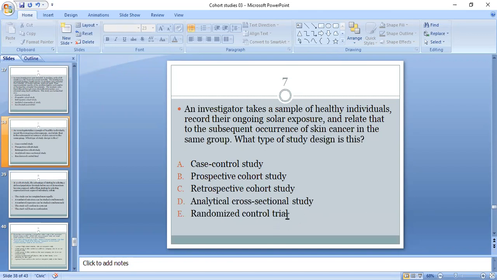It is not a randomized control trial because in randomized control trials the patients are given an intervention. This is an observational study. We don't give any intervention, but we only observe for the exposure and the outcomes.